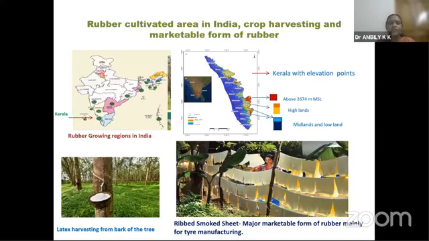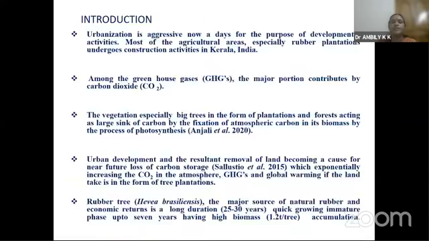In the case of rubber, the major crop is the latex, which is shown in the figure. It is the white viscous liquid that is extracted from the bark of the tree by a systematic wounding called tapping. The economic produce is the latex, and the major marketable form of rubber is the rubber sheets, that is ribbed smoked sheets, mainly used for tire manufacturing.